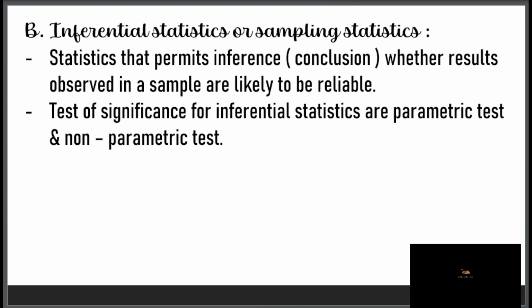Next, inferential statistics, or we can also call this sampling statistics, are the statistics that permit inference, meaning conclusions, where results observed in a sample are likely to be reliable. Tests of significance for inferential statistics are parametric tests and non-parametric tests.